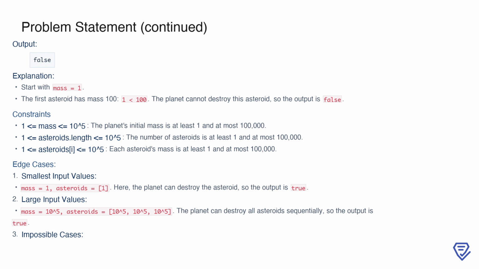Suppose the planet's initial mass is just 1, and the asteroid array is 100, 200, 300. In this scenario, the planet encounters the first asteroid with a mass of 100. Since its mass of 1 is far less than the asteroid's mass, it cannot destroy it. Therefore, the process ends immediately, and the output is false. This example highlights how starting with a very small initial mass can make it impossible to destroy even the first asteroid, let alone the rest of the array.